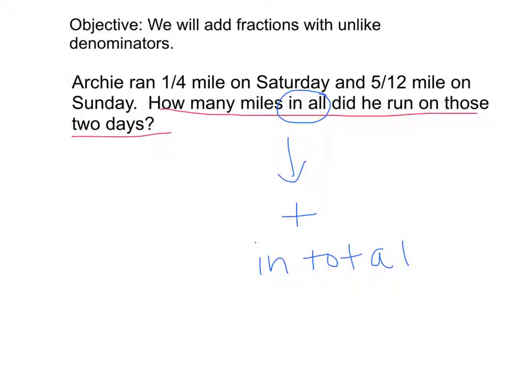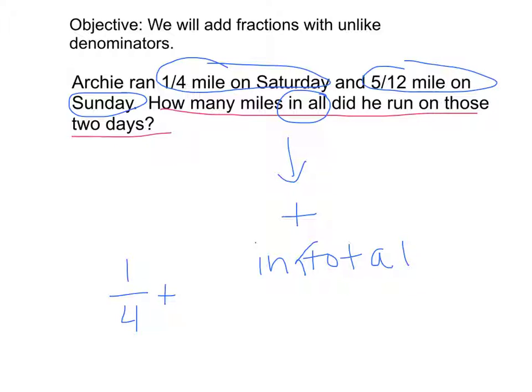So what I'm going to do is focus on adding the 1/4 mile he ran on Saturday to the 5/12 mile he ran on Sunday. So when I look at my problem, I am going to be adding 1/4 plus 5/12. Now, I have unlike denominators, so what I need to do is create a common denominator in order to add.